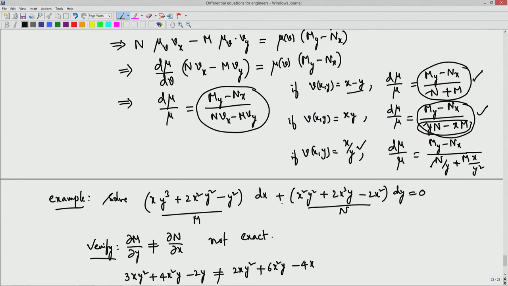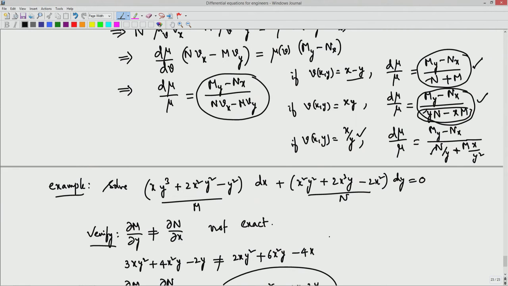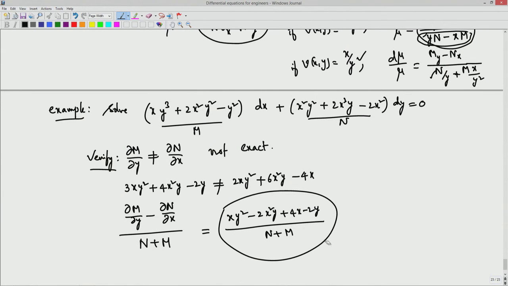N + M is the case for x − y. When I do this N + M, I may not get this whole thing. M is known, N is known, but this whole function need not become a function of x − y. So that will not work. It should be a function of x − y.